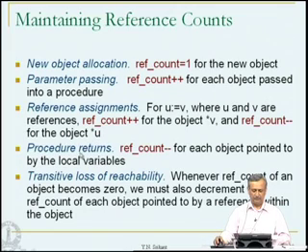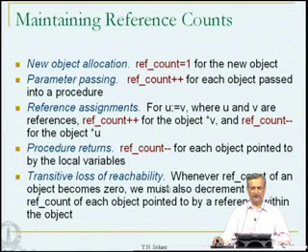Procedure returns. So, for returns, reference count minus minus for each object pointed to by the local variables, this is what I was saying. Once the procedure returns, all the local variables which are pointing to some objects are not available anymore. So, reachability reduces. So, reference count minus minus for each object pointed to by the local variables.